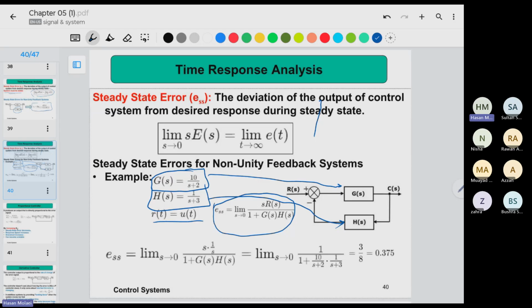I'm going faster, just checking if there is anything new. You multiply by 1 over S times the limit of S to 0, and you figure out that there is some final constant error. Could you predict that this system cannot follow, or cannot really go to zero error with the unit step, based on what we had seen before?